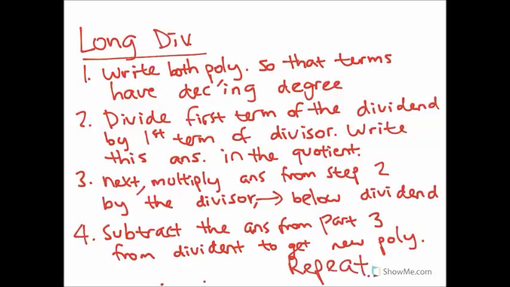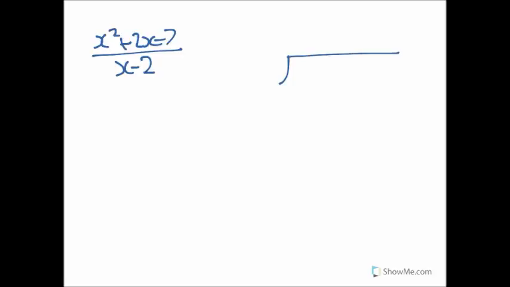We can look at an example to make this more concrete. So let's say we want to find what we get when we divide x squared plus 2x minus 7 by x minus 2. In this case, both the polynomials are already arranged so that the degrees of the terms are in decreasing order. So we can go ahead and write it in long division form.